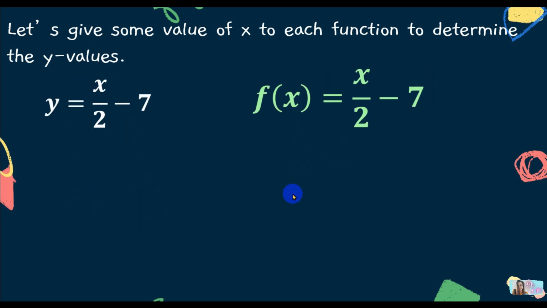Okay, so let's have another one. We have here f of x is equals to x over 2 minus 7.